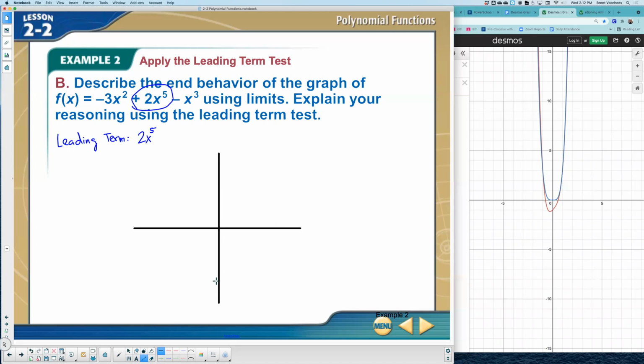Number 1. Will this graph be positive or negative? Positive. A is 2, which is greater than 0. So which quadrant are we eliminating? Quadrant 4.